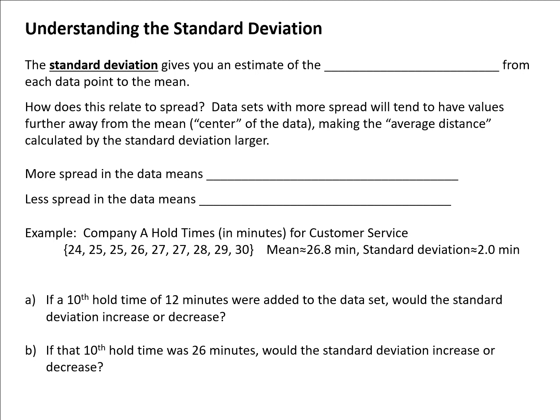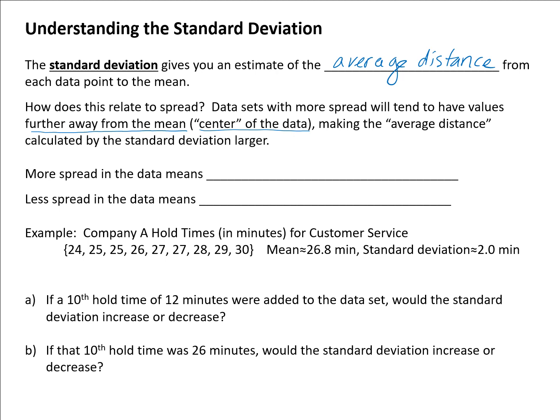So I want to put a little bit more time into understanding this value. Again, the standard deviation gives you an estimate of the average distance from each data point to the mean. Now, how does this relate to spread? Well, data sets with more spread will tend to have values that are further away from the mean or the center of the data. Now, the mean is not technically the center, that would be the median, but you can think about the mean as one way of thinking about the center.